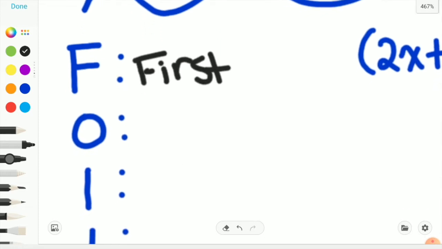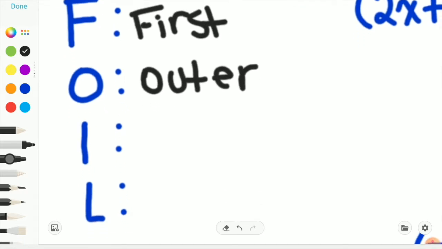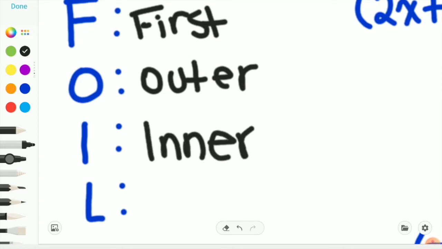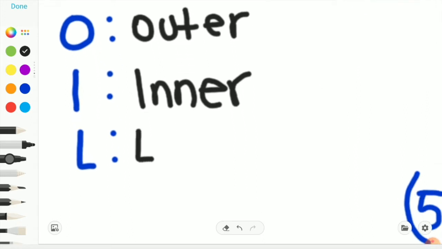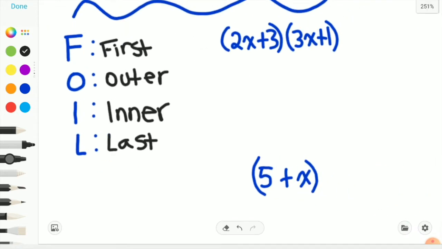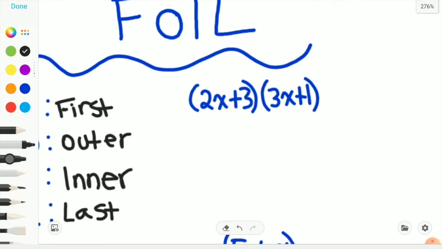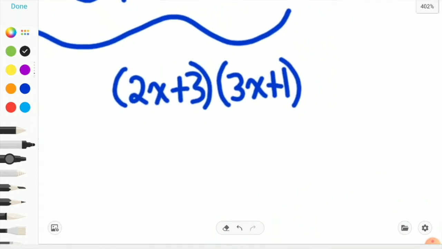The O means outer. I will show you how to apply this. I stands for inner, and L stands for last. Okay, so I have two examples actually written here. So we'll start with this one.